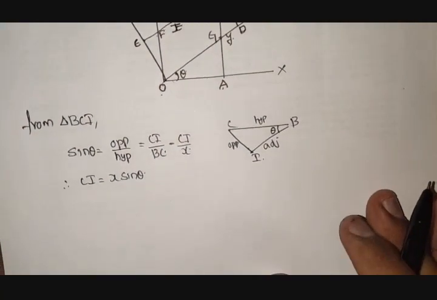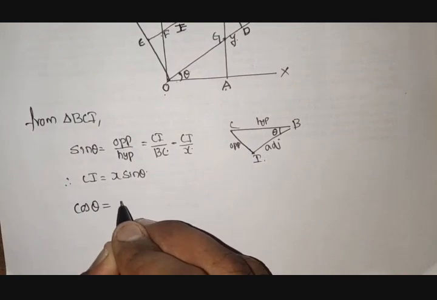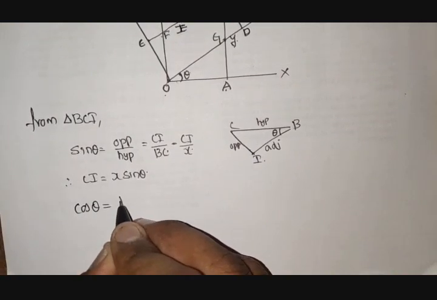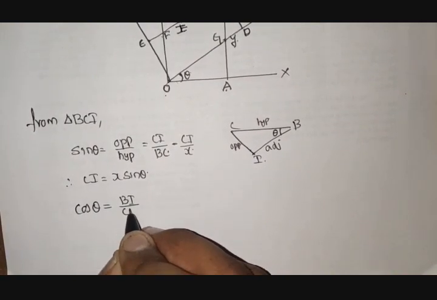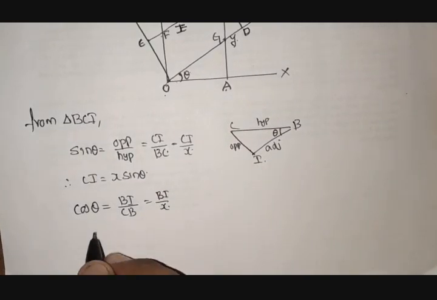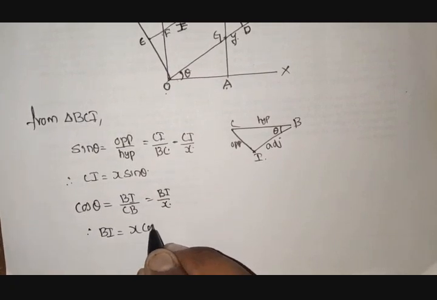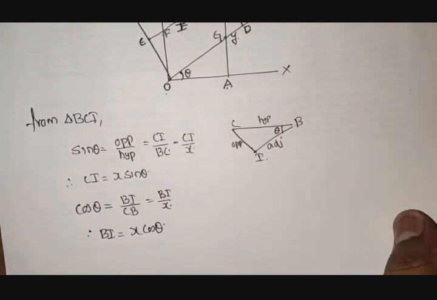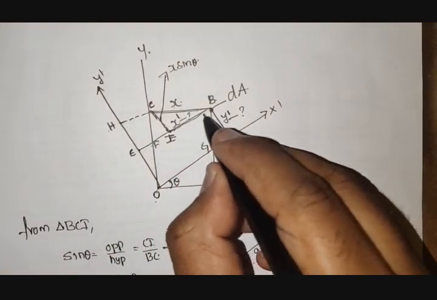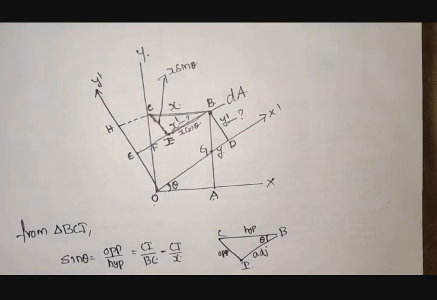Similarly, sin theta we have found, next we will find out for cos theta. From this triangle the value of cos theta is equal to adjacent by hypotenuse, nothing but BI by CB, that is equal to BI by X. Therefore BI is equal to X cos theta. So here BI is nothing but this section, and the value has come as X cos theta.